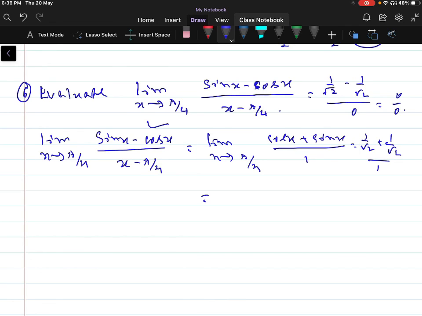So let us take the LCM. Root 2 is the LCM. 1 plus 1, that is 2, by root 2, that is equal to root 2. So root 2 is the limit of the given function when x approaches pi by 4.